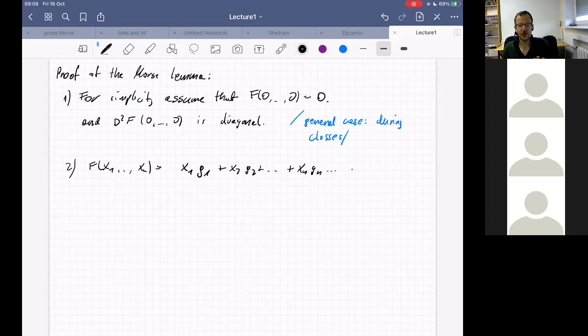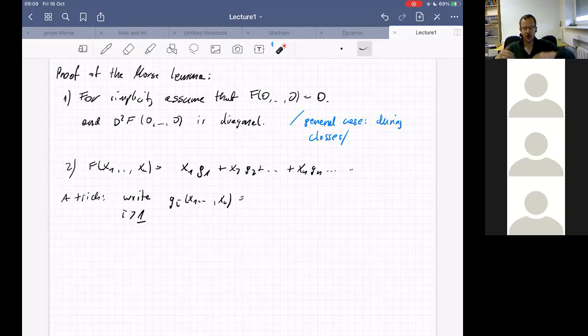And now I will do a little, tiny trick. Write gi of x1, ..., xn for i greater than 1. My plan is to simplify the function to use induction. And by induction, I mean I will try to define these coordinates one by one. To this end, I will try to put the dependence on x1 only into the function g1, okay? So that g2, g3, ..., gn are independent of x1, okay?